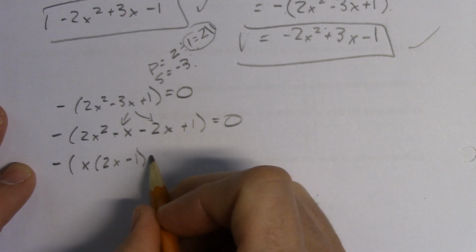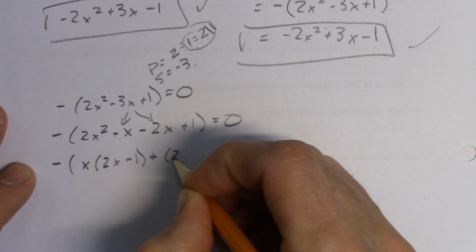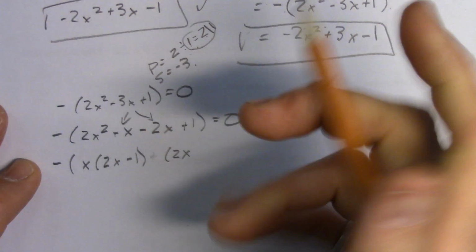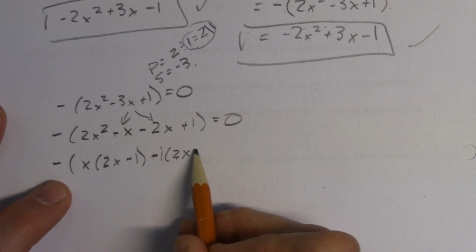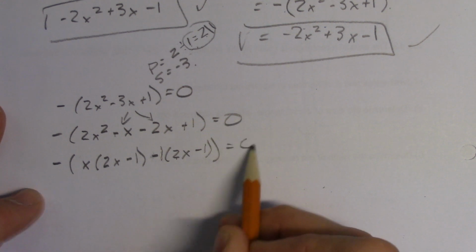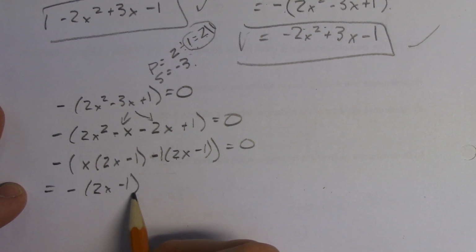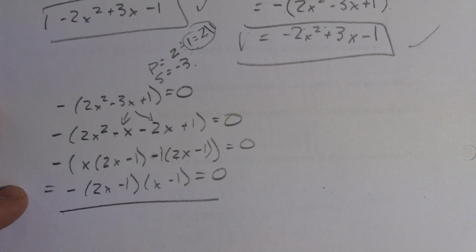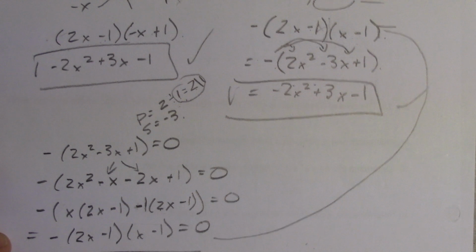What's common between these two ones? Nothing. Okay, so I'm just going to get plus 2x, or actually we'll subtract. We'll divide out the -1 here. Okay, and we'll get positive 2x minus 1 equals 0. Now, leaving the negative on the other side, now what's common here is this binomial, 2x minus 1, and what's left is x minus 1. Same as that.